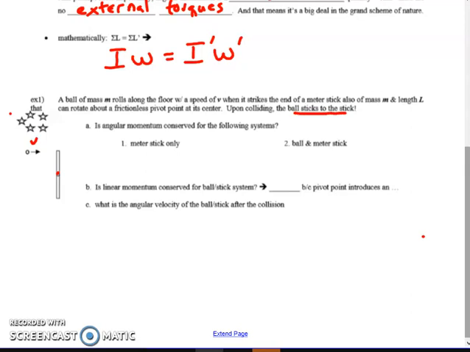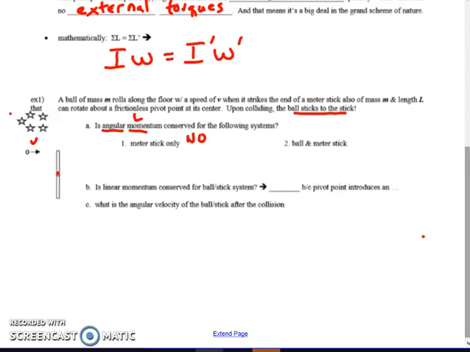Okay, so I could ask, is angular momentum, L, conserved for the following systems? All right, let's take the meter stick only. Well, that should be pretty clear in the sense that before the collision, the meter stick's just sitting there, so it has no angular momentum. After the ball hits and sticks, it's going to start rotating, which means it has some angular momentum, I omega. And therefore there's more momentum than we started with. So the answer should be clearly no. I'm going to give a different reason besides what's going on with their angular velocity.